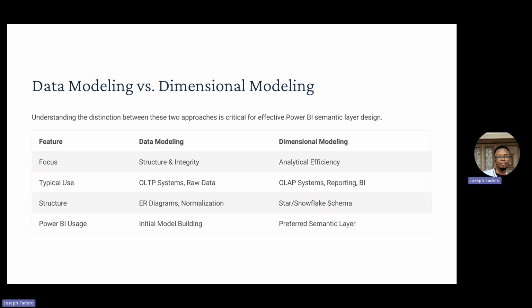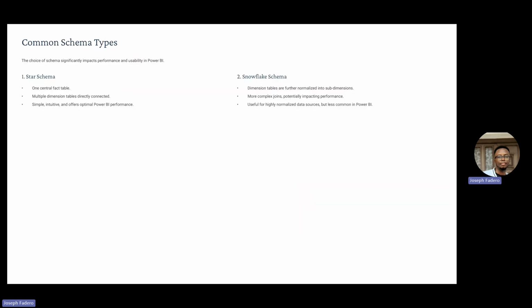For Power BI usage, the dimensional model is the preferred semantic layer. Now, when we are talking about schema type, like I said, for Power BI we mainly do dimensional modeling. We consider the star schema to be the preferred choice of schema for dimensional modeling with Power BI. And what does the star schema entail? You have one central fact table, and you have dimensions linking to the fact table.